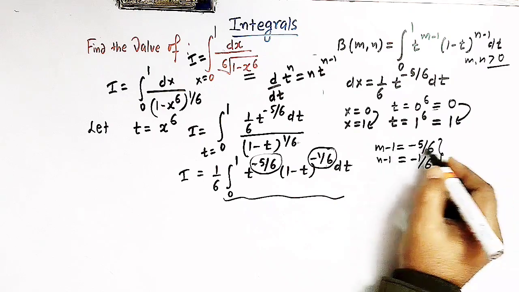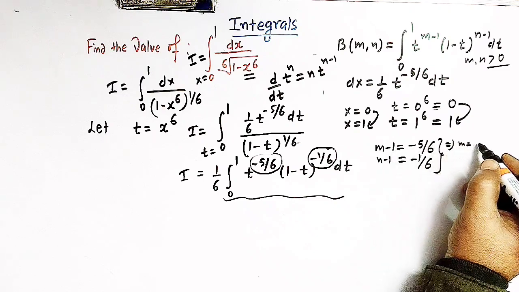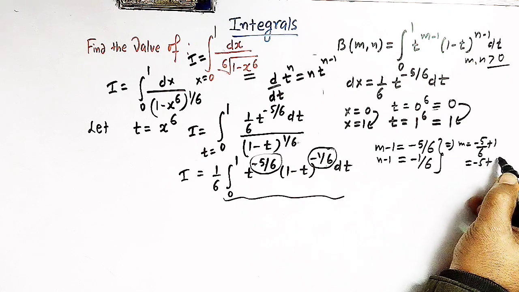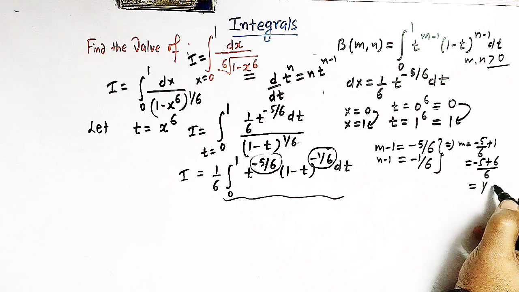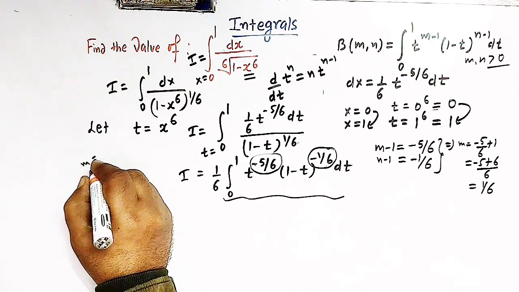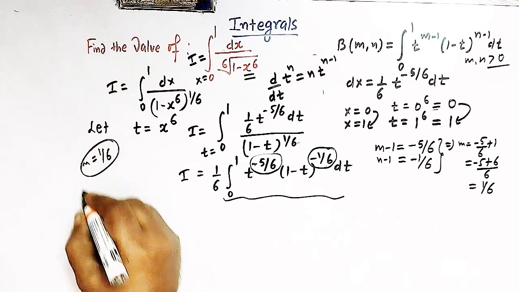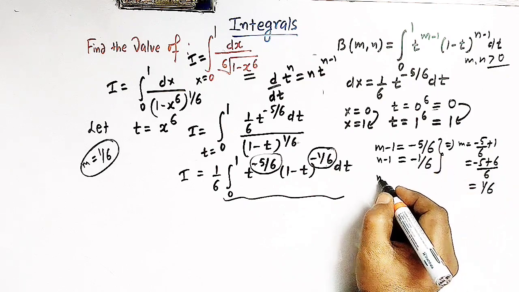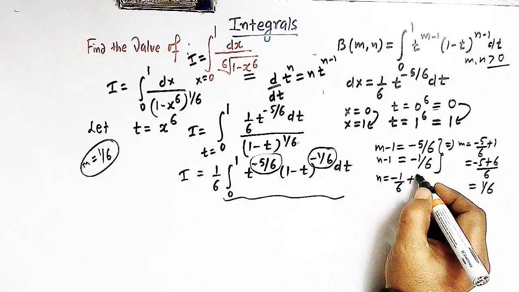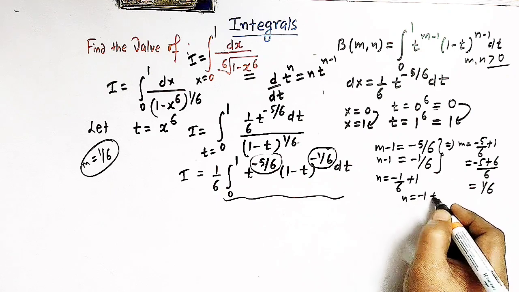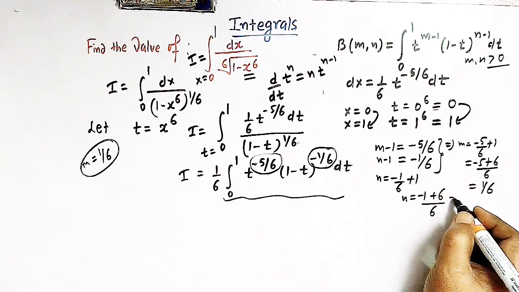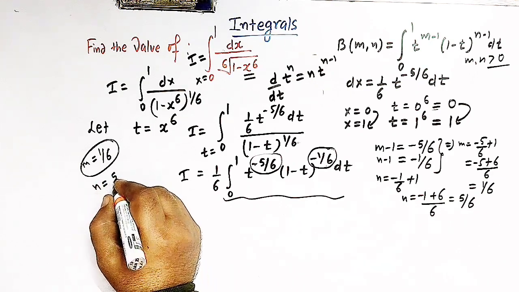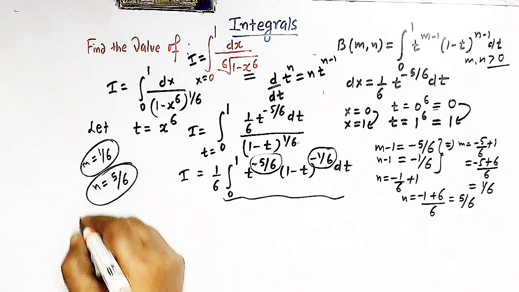So let us solve these two equations. We can now write m is equal to minus 5 by 6 plus 1, that is minus 5 plus 6 over 6, that is 1 over 6. So the value of m is 1 over 6, right? And from this equation we can now write n is minus 1 over 6 plus 1. So n is minus 1 plus 6 over 6, that is 5 over 6. So we can now write n is equal to 5 over 6.